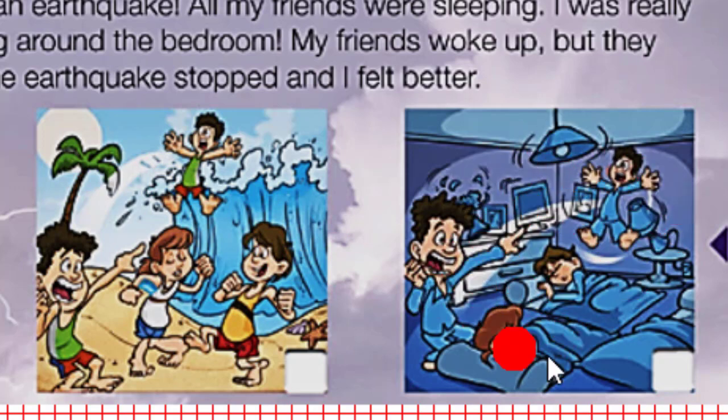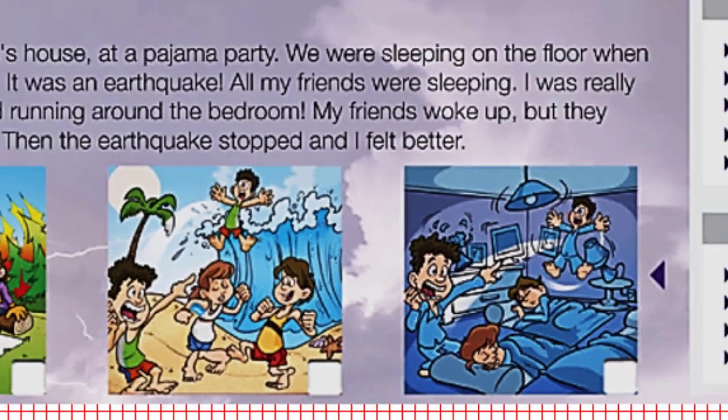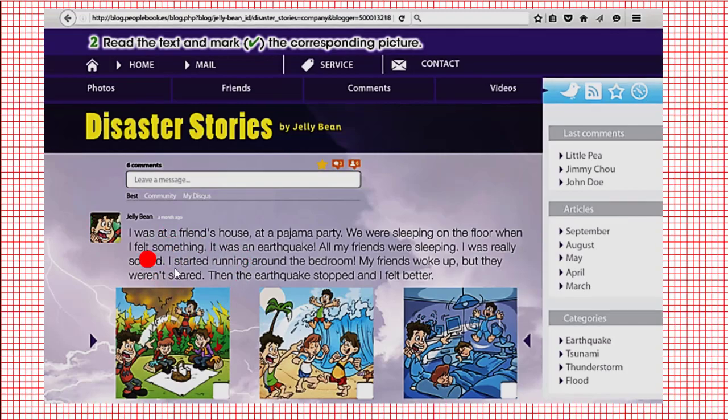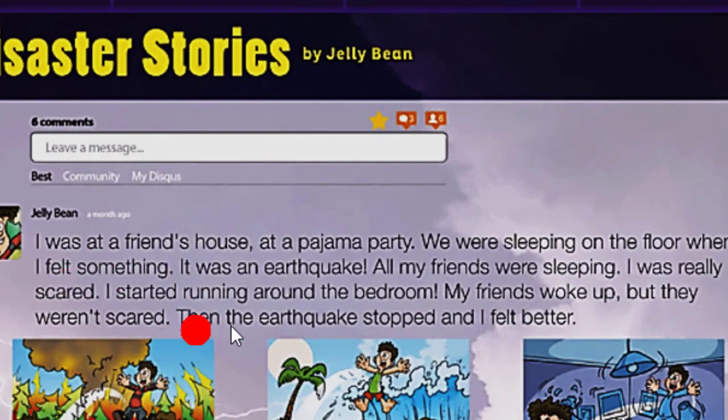For example, look at this here. What are they doing here? Yeah, they are sleeping, right? Okay, so can you identify the disaster here? Parece como un terremoto. En inglés decimos earthquake. Okay, that's right. Now, let's read together, for example, Jelly Bean's description. Right? Okay, so we are going to go for this.